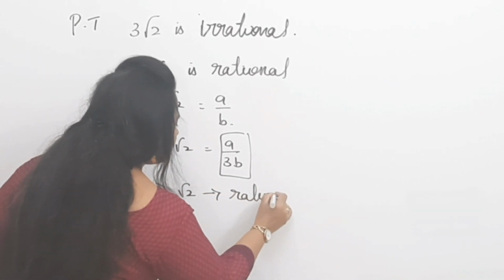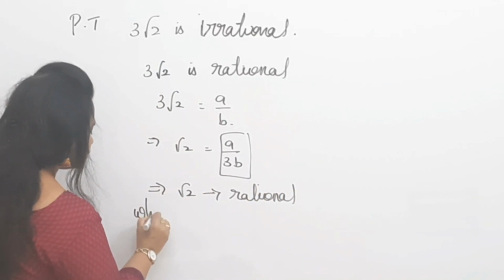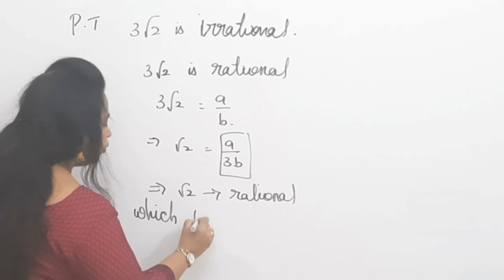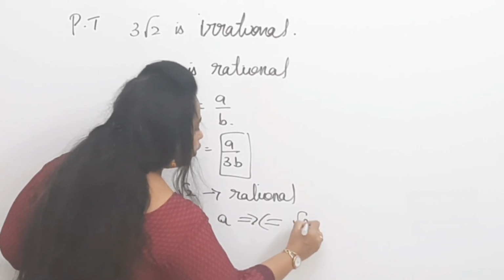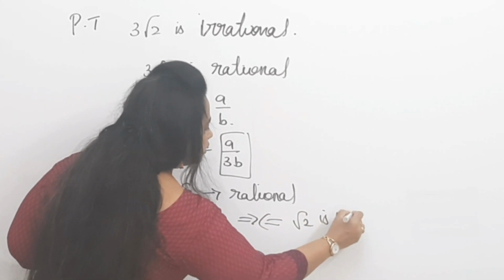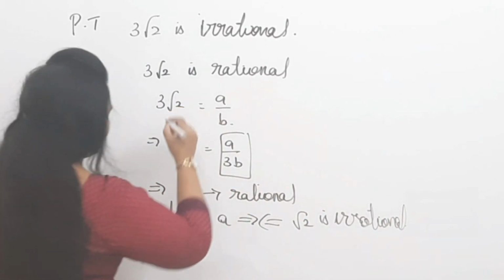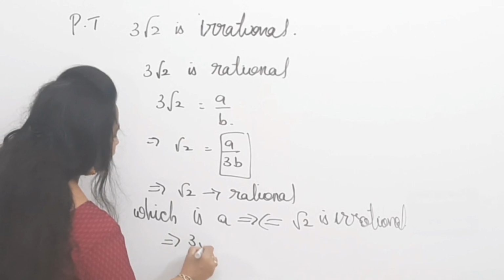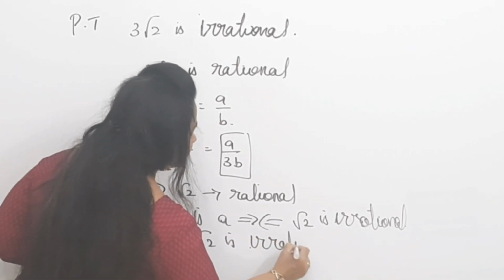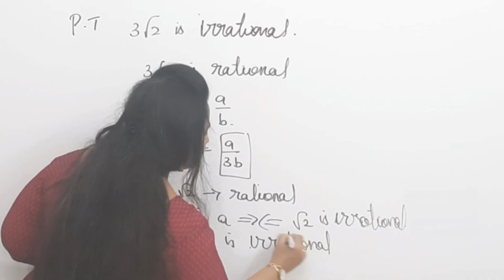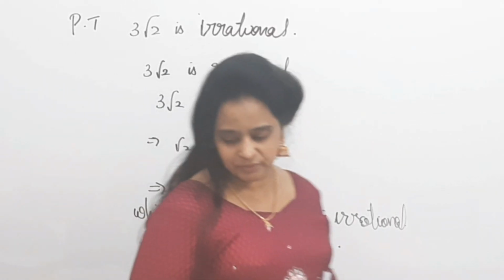But we already proved root 2 is irrational, which is a contradiction to our proof. So I can say that 3 root 2 is irrational. As simple as that. We prove the theorem. That's it. We move on to the next proof.